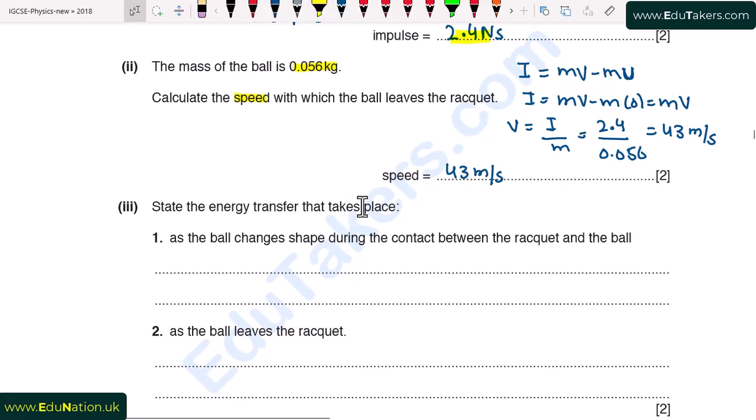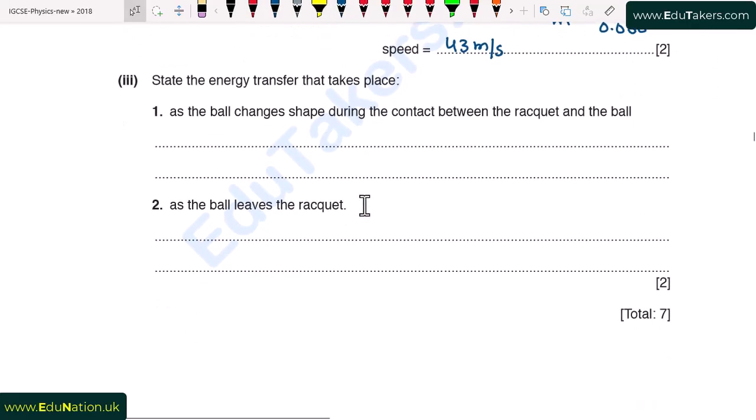Part 3. State the energy transfer that takes place first. As the ball changes shape during the contact with the racket and ball. So here is the contact between the racket and ball. It means that all the kinetic energy changes into elastic potential energy. So here energy transferred from kinetic energy to elastic potential energy.